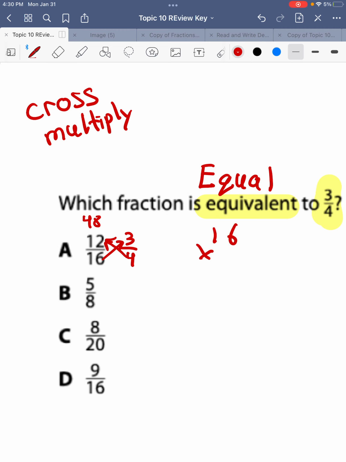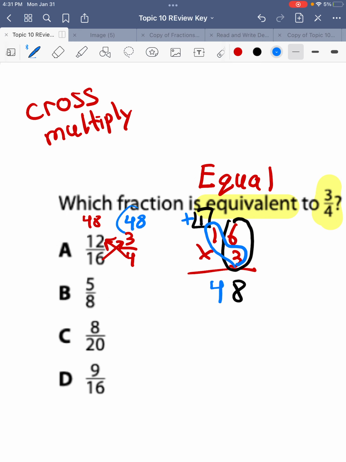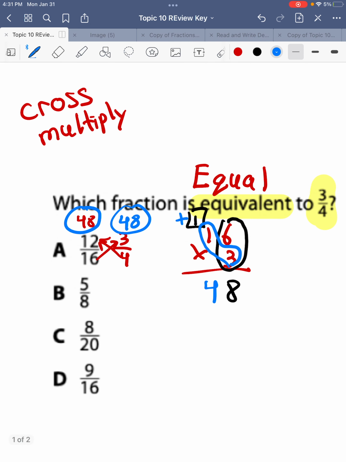So 16 times 3. I do 6 times 3 first. I get 18. Put my 1 up here, 8 down here. Then I do 3 times 1. I get 3. I add my 1. I get 4. Okay. These numbers are both 48. So A might be my answer because I'm looking for a fraction that's equivalent to 3 over 4. A just might be it. I'll put a question mark.